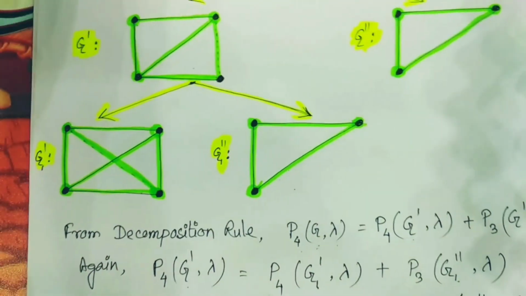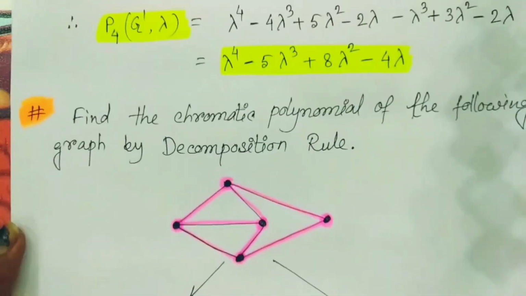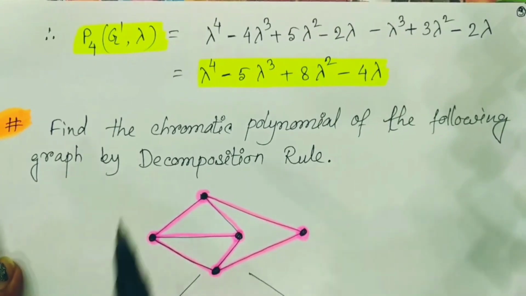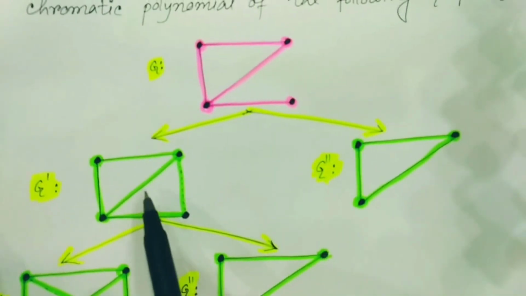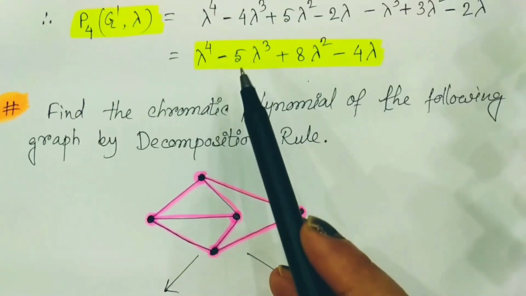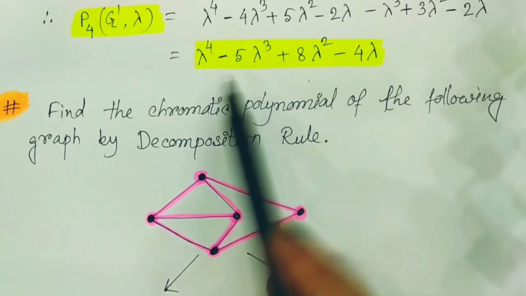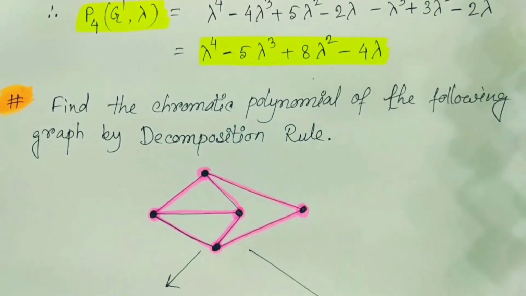Now if we calculate its chromatic polynomial, we will find that its chromatic polynomial is this one. And just observe here in this graph, the total number of edges are 1, 2, 3, 4, 5. So in the chromatic polynomial, this coefficient is 5 only. So this is the chromatic polynomial for that one.